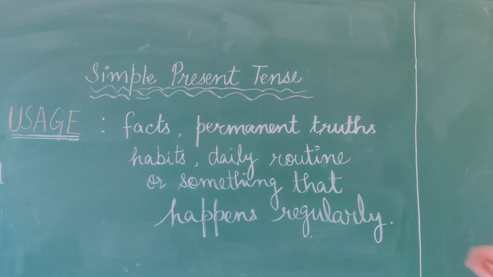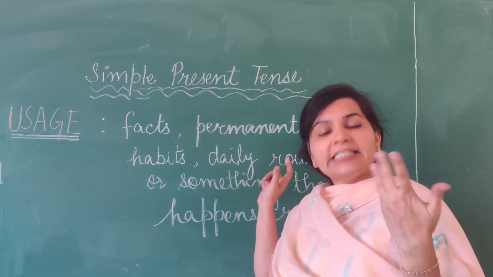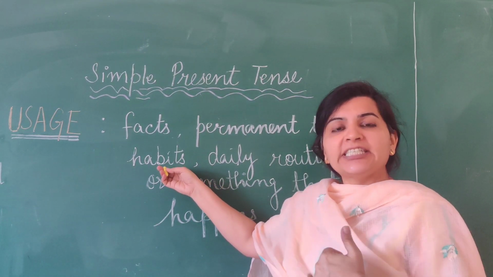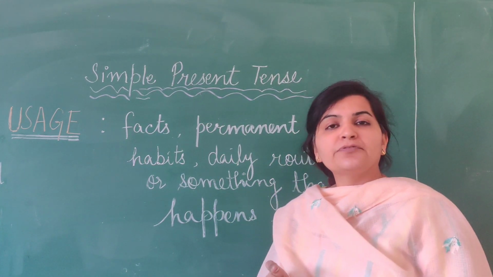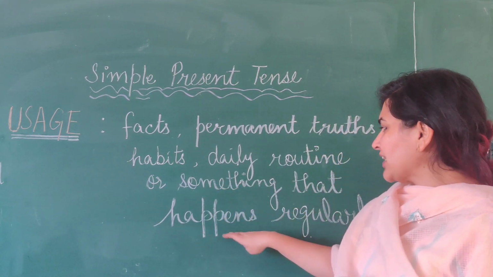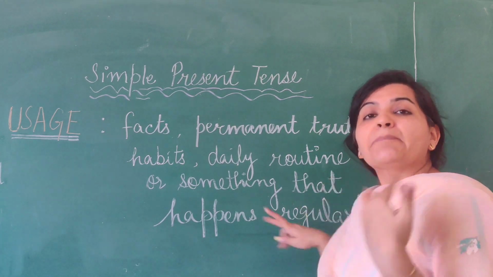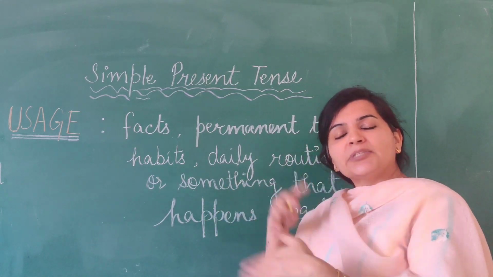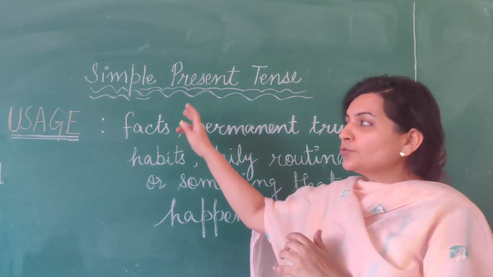Simple present tells about facts or permanent truths, like the sun rises from the east, the grass is green. Habits, like I like to read, I write poetry. Daily routine, we go to school, we eat breakfast, we sleep at night, things like that. And something that happens regularly. So maybe we go to a temple every Sunday, something which is happening per week. So that is how we use them.